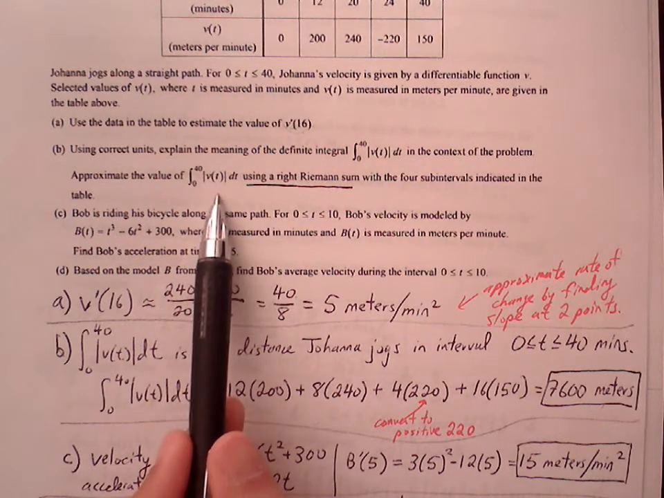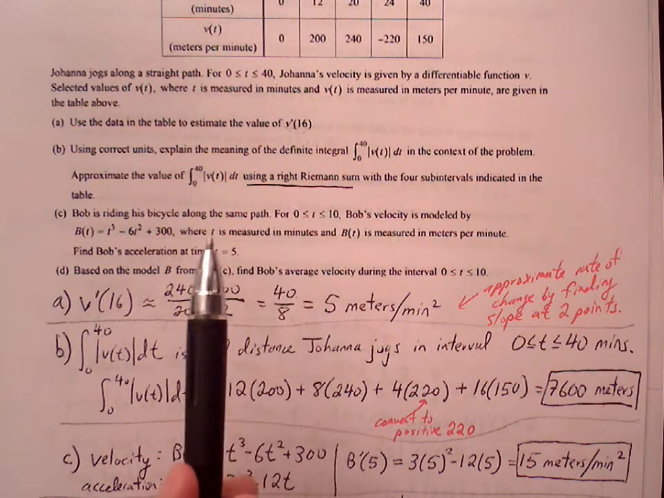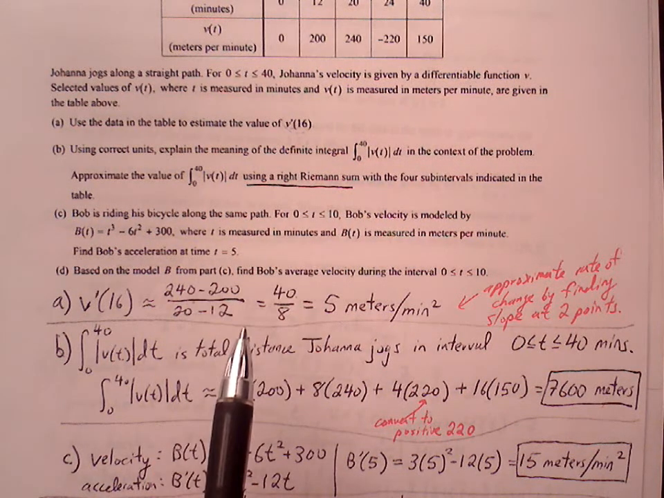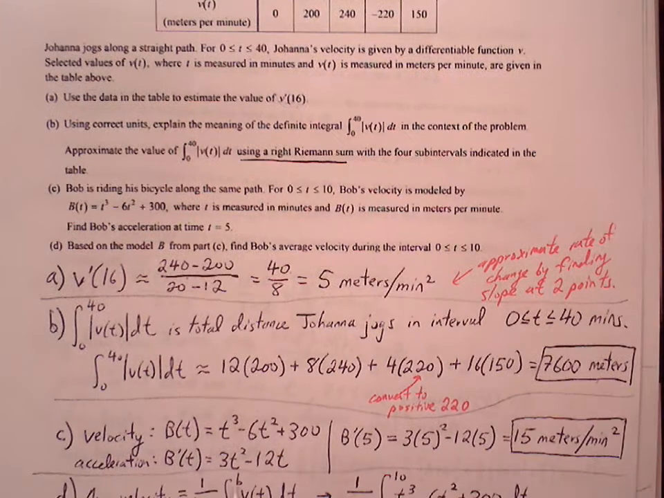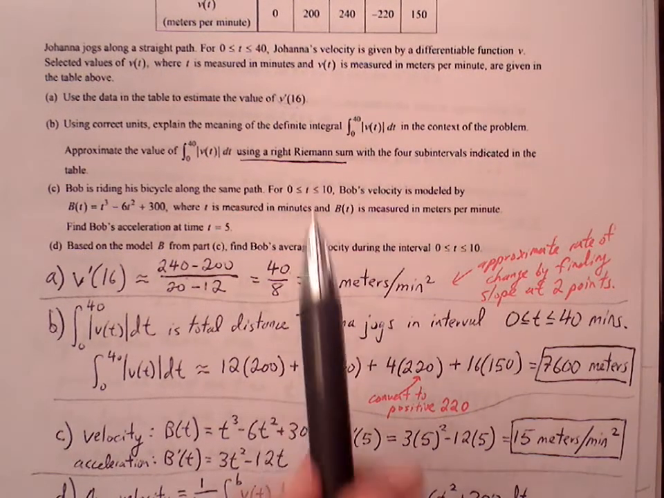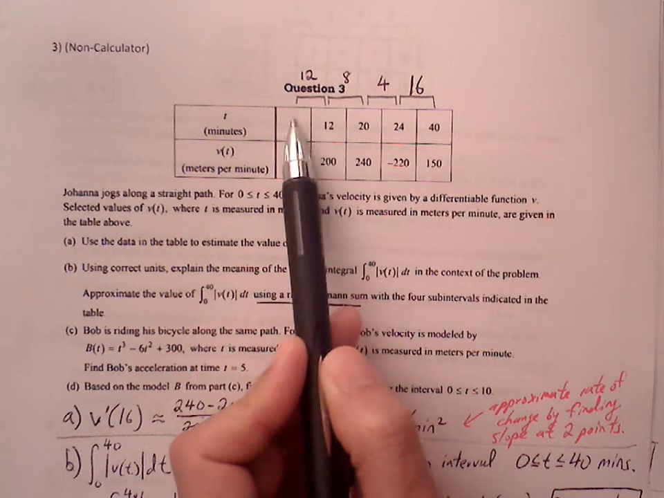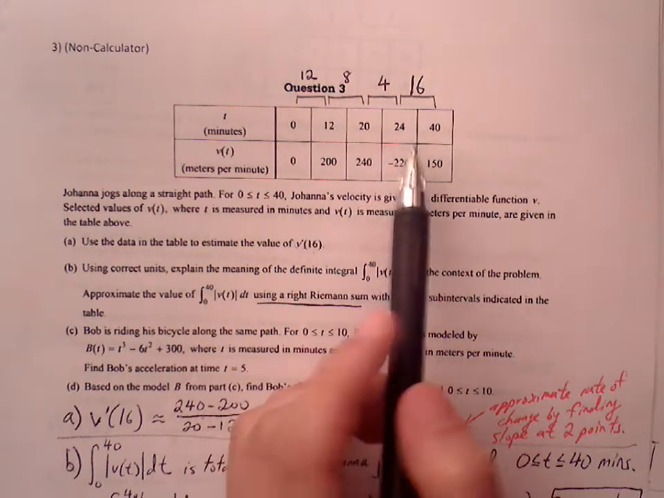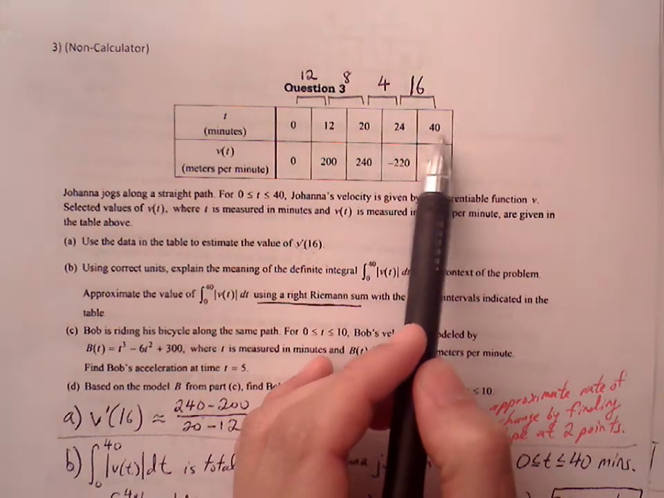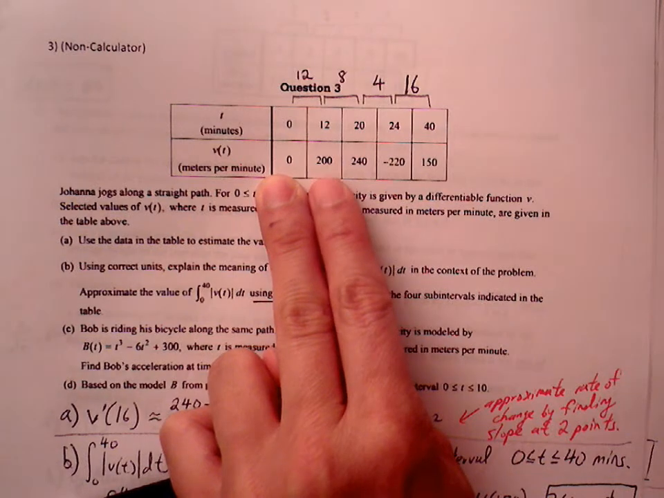It says approximate the value of the definite integral from 0 to 40 of the absolute value of v of t using a right Riemann sum with four subintervals indicated in the table. So we're going to use right Riemann sums. We can identify the width by subtracting the time values. So 12 minus 0 is 12. 20 minus 12 is 8, 24 minus 20 is 4, 40 minus 24 is 16. And then with each subinterval, we want to choose the right endpoint.